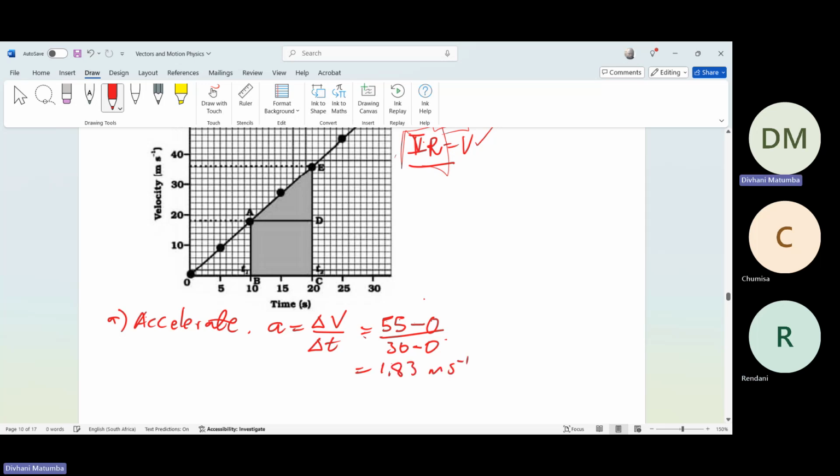Kumisa, do you agree with that? Okay, Kumisa, what is the alternative? So what are we looking for? For acceleration.